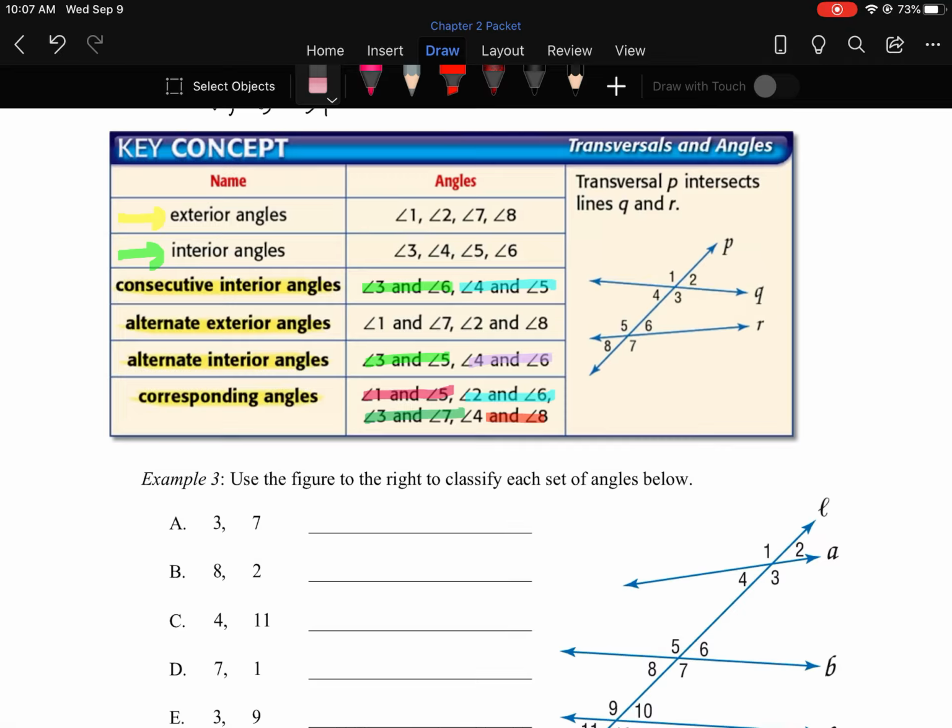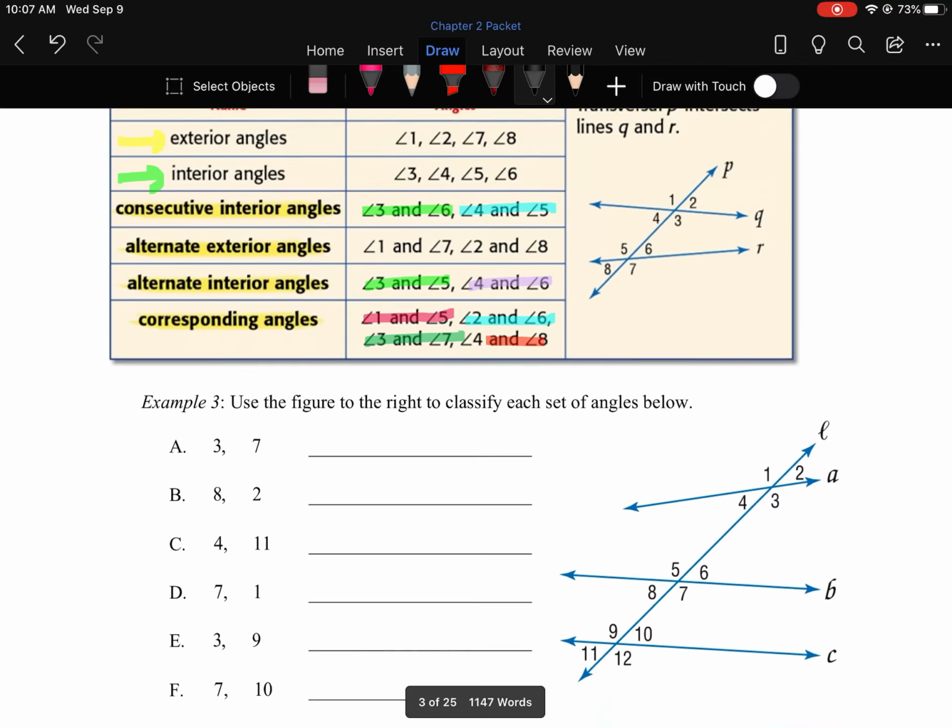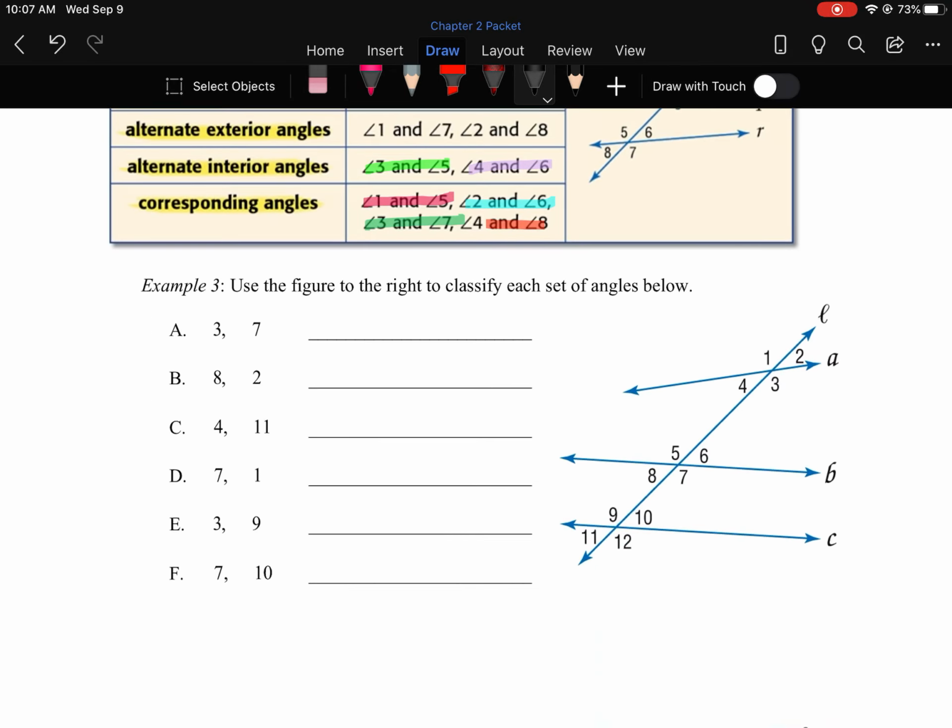So let's go ahead and take a look at example 3. Oh, sorry. I'm on my eraser, that's why it won't work. All right, so you can see right now that my angles have disappeared. So all of these are angles. All right, so use the figure to the right to classify each set of angles below.